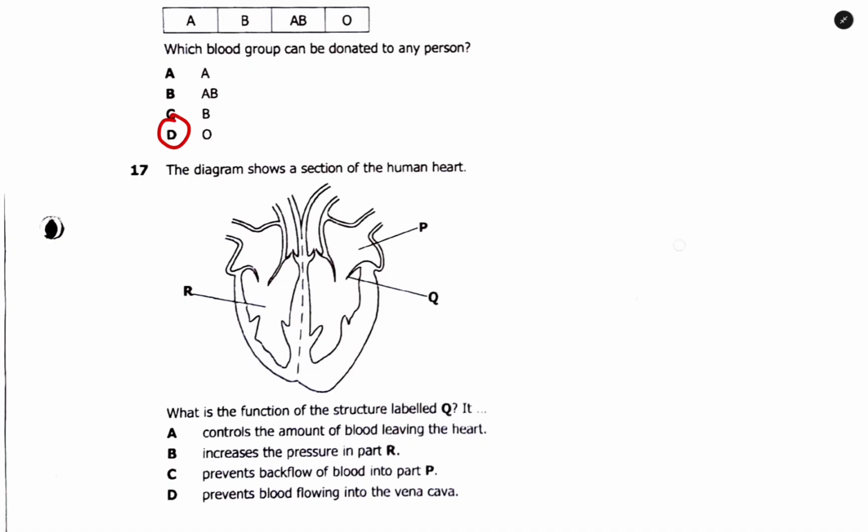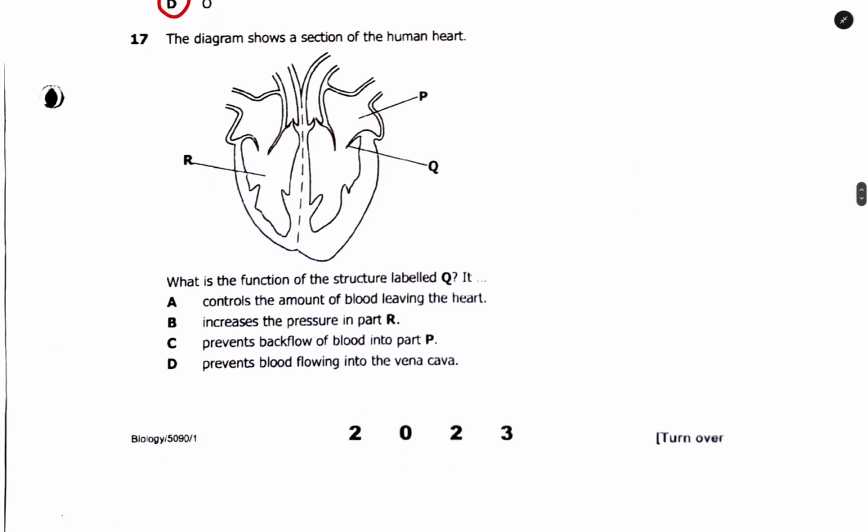Okay, what about question 17? The diagram below shows the section of the human heart. What is the function of the structure labeled Q? So the first thing you need to understand is that the structure labeled Q is a valve. Okay? Now, the function of the valve generally is to prevent the backflow of blood. So anything that gives us prevent the backflow is the answer. But of course, to where?